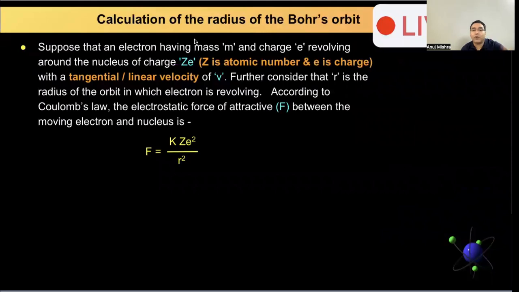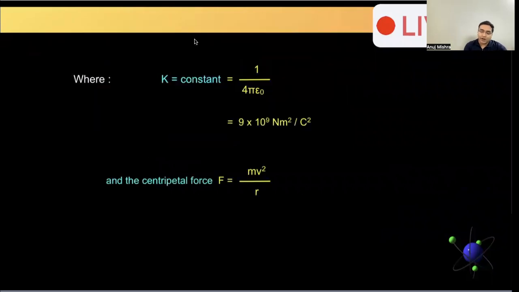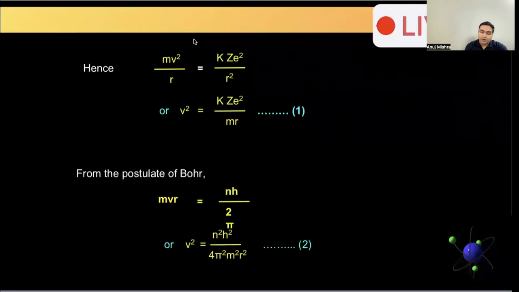So calculation of radius of Bohr's orbit, F is k z square upon r square. I hope we already explained this part. And then we write that k is 9 into 10 raised to the power 9 units. That value will be given to you in exam, or you can remember it. Centripetal force is mv square by r, and we are equating k z square upon r square with mv square by r. All right. Anyone having any doubt? I think I've explained each and everything up to this. Yes or no?